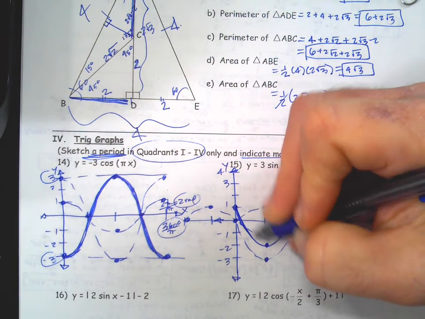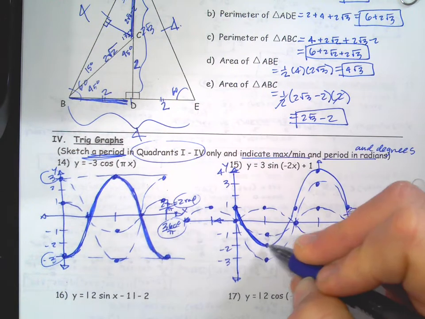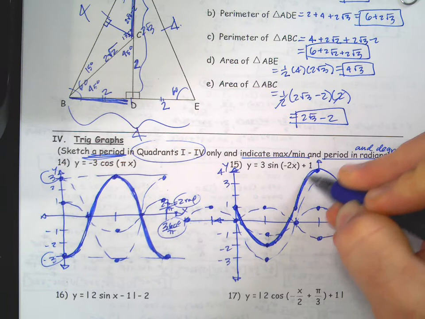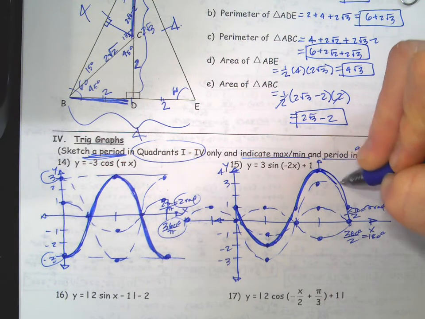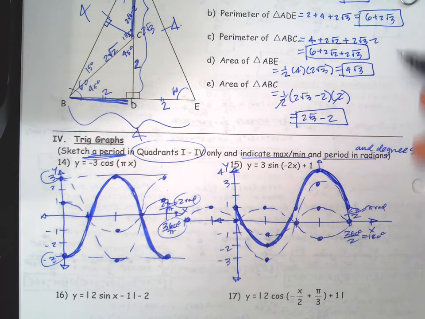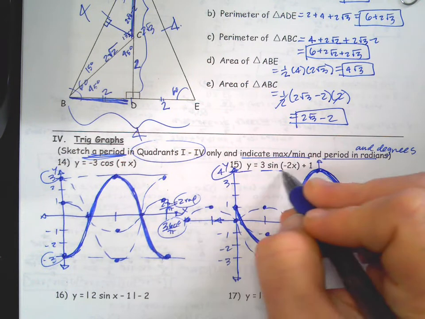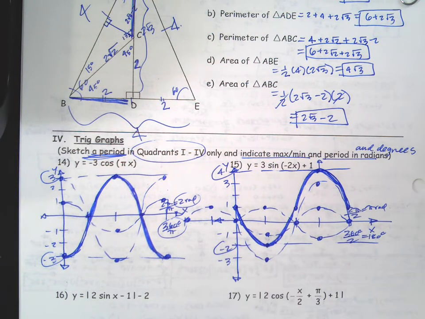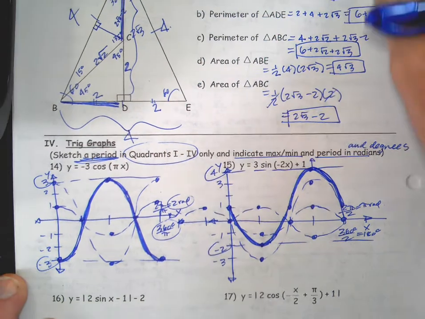Make it stand out, solid, dark. Okay, period has been labeled. It's one full period. I want the max emphasized and the min emphasized, negative 2 to 4. So that's what I'm looking for.